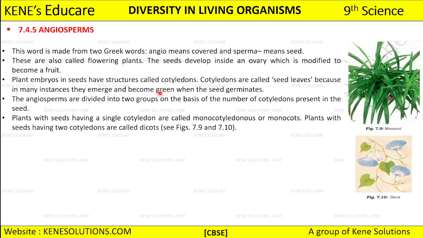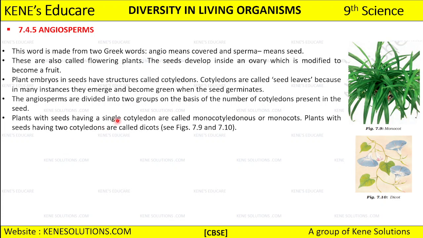So the angiosperms are divided into two groups. Can you tell me the names of the groups into which the angiosperms are divided? That is monocot and dicot, and this division of the angiosperms is on the basis of the number of cotyledons present inside the seed. On the basis of that, we divide angiosperms into two different parts. The plants that have a seed with a single cotyledon.